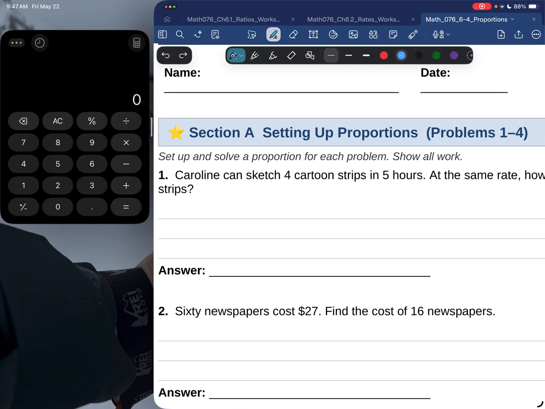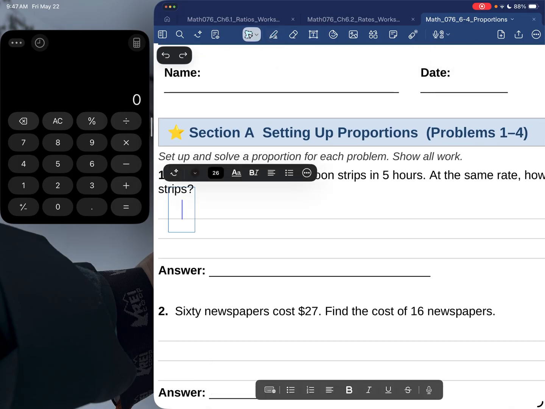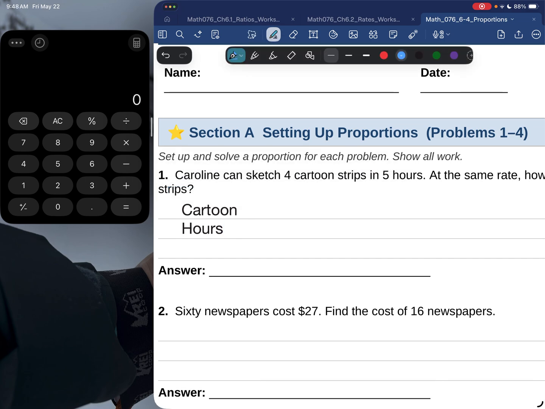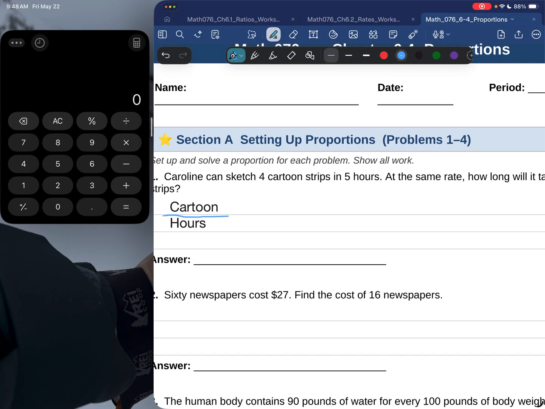So when I set these up, I always like to set them up so they're the same. So I'm going to have cartoon in my numerator, and in my denominator I'm going to have hours. So I write it down every single time. Although it seems like a step we can skip, writing it down really helps out. Cartoons over hours. And then let's figure out, what are we solving for?